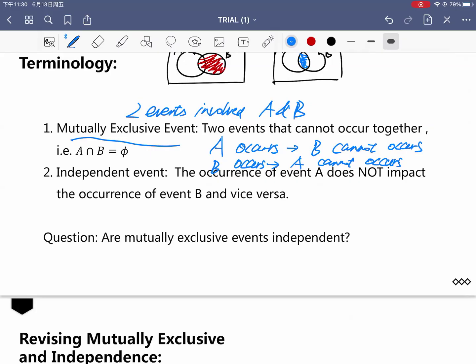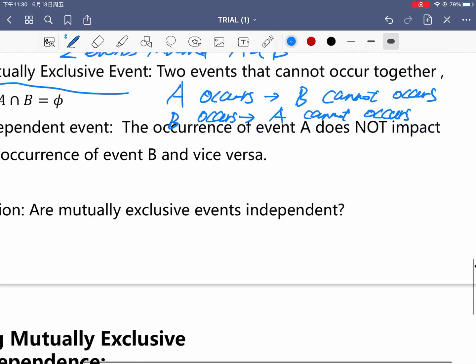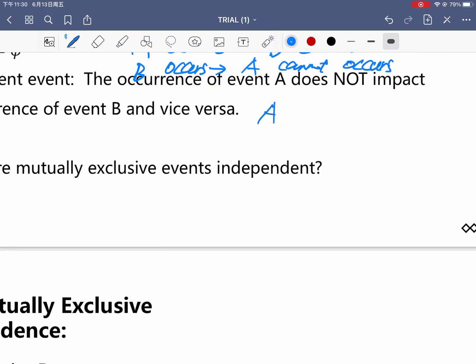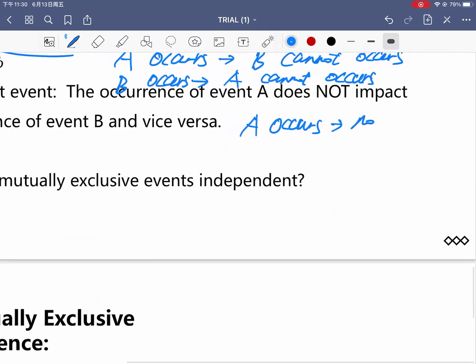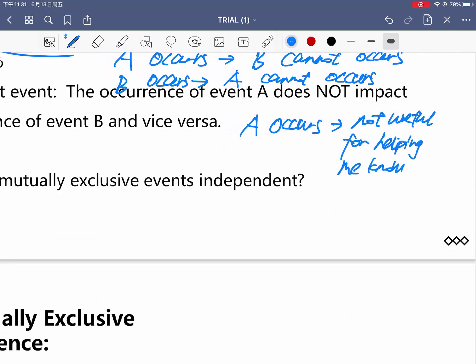So this means that if I know A occurs, this is not useful for helping me know whether B occurs or not. And this is true the other way around, right?